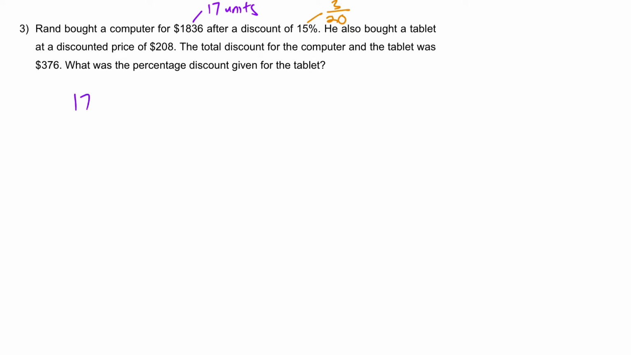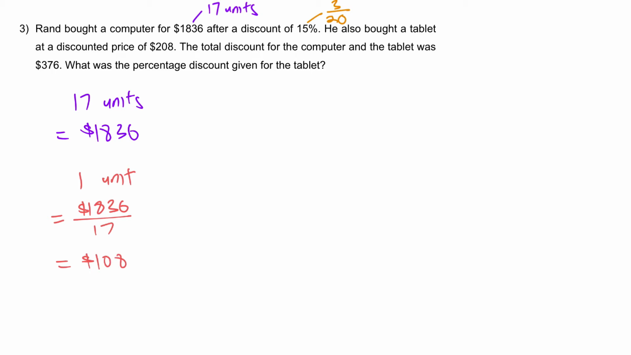So first step, 17 units is equal to $1,836. Obviously, the next step is to figure out 1 unit. So $1,836 divided by 17 gives us $108.